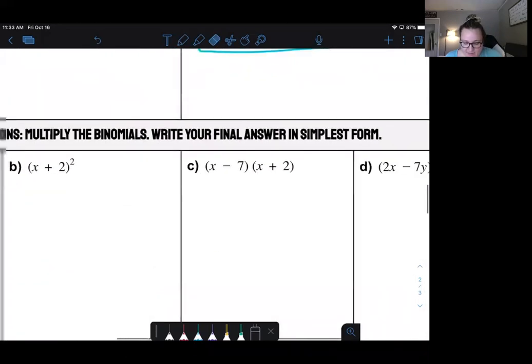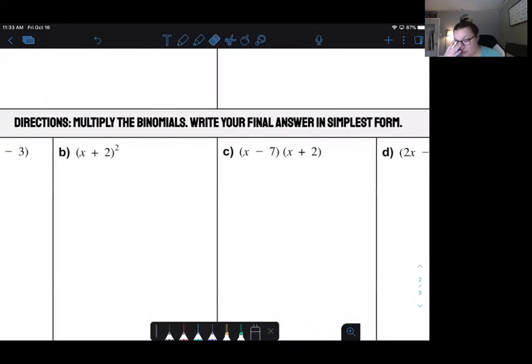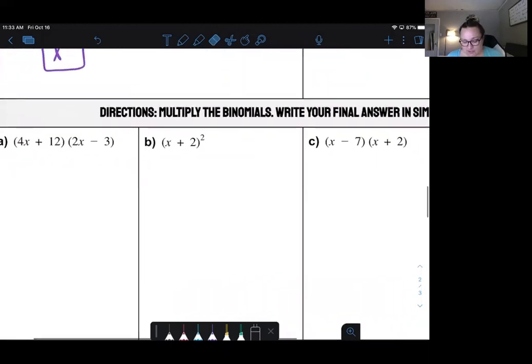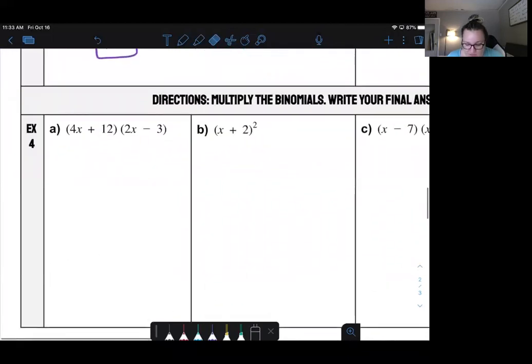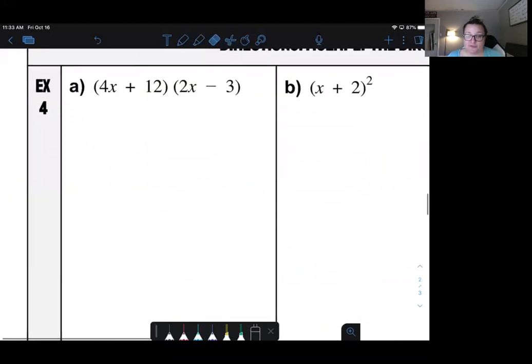So for our last example, we're going to practice or review multiplying binomials. And of course you need to write your final answer in simplest form. To do this, we're just going to do a whole bunch of distribution. So 4x plus 12 times 2x minus 3. What we do is we distribute 4x to the 2x and the negative 3, and we distribute the 12 to the 2x and the negative 3. So remember, distribution is just multiplication.